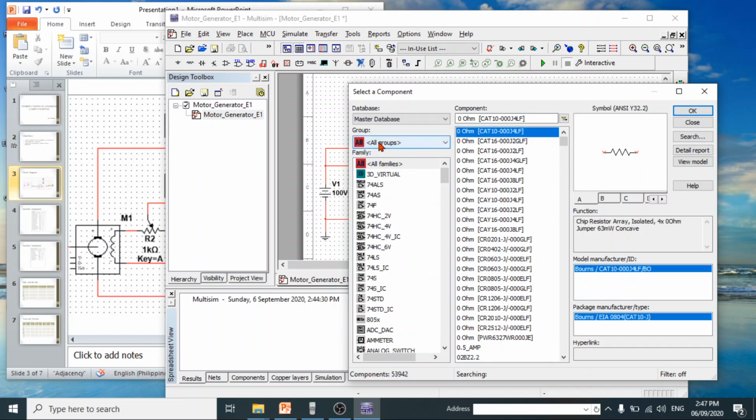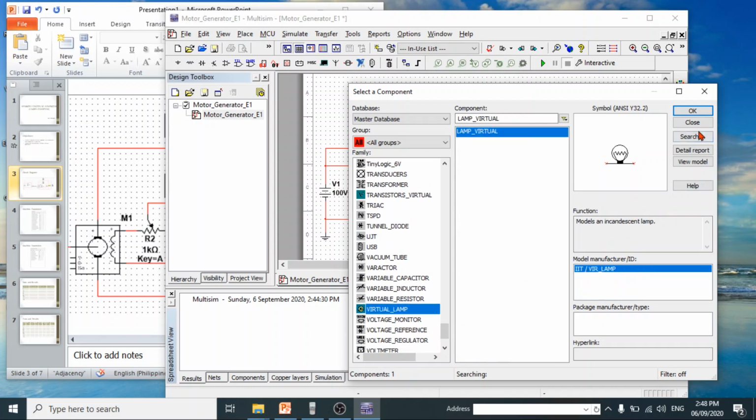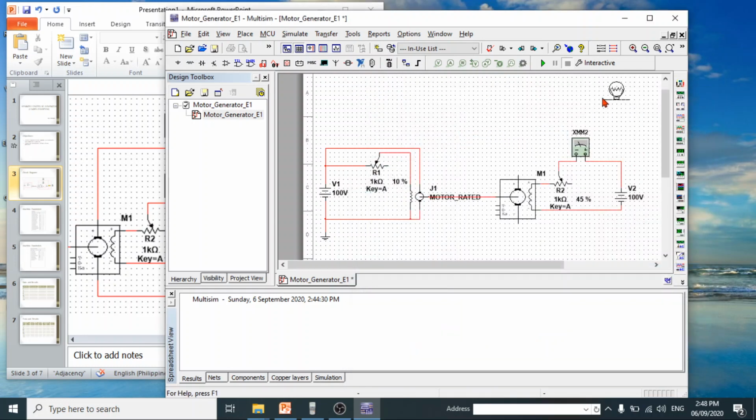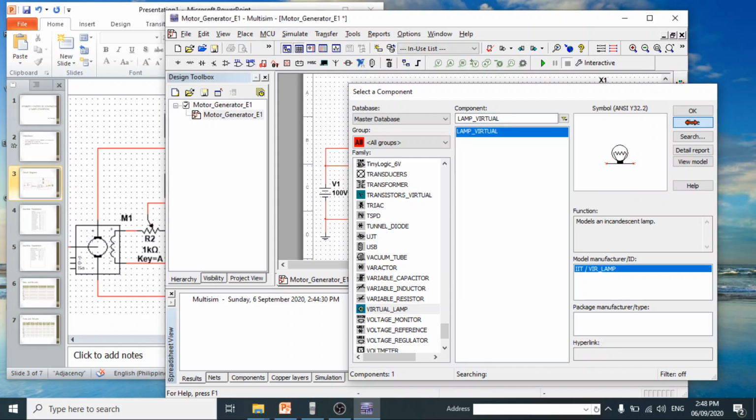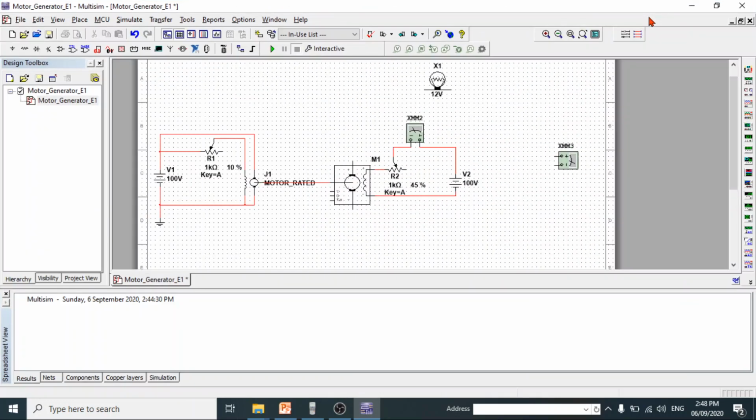Okay, so once you have all the groups, just scroll down and choose virtual lamp. So this one, virtual lamp, click OK. You may click it anywhere and then click close after. Okay, so this would be the electrical load of the generator.